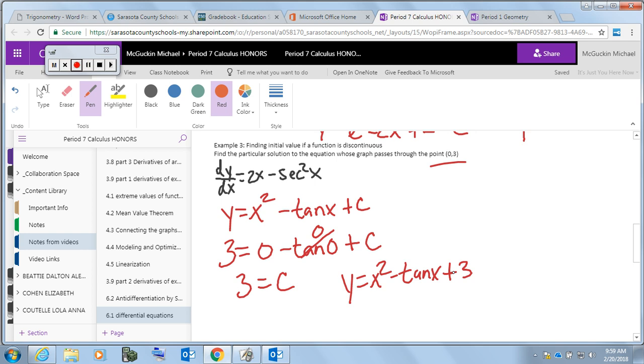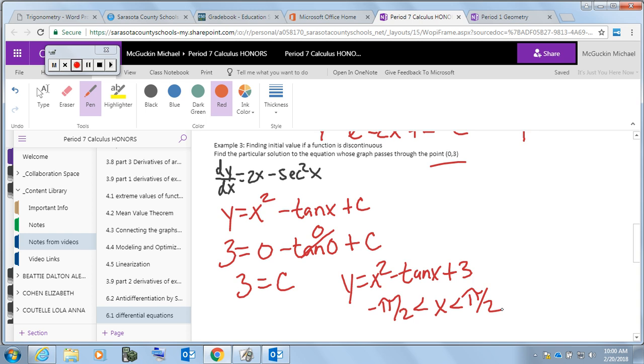So we just have to make sure that we take into account the restrictions on our domain: that (0, 3) really is only a thing as long as we are between negative pi/2 and pi/2. So the process didn't change. We just had to add a little oomph to it at the end to take into account the restrictions that we had for the general solution of our equation.